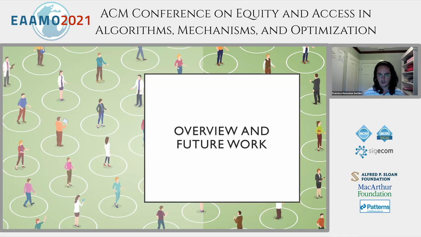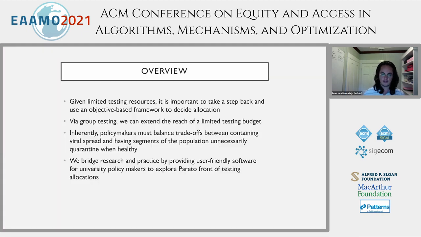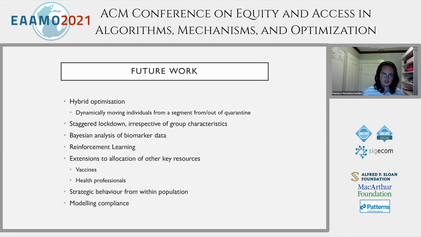I'll skip over the overview and future work in the interest of time, but this is the final slide I have on the future work. We're working on hybrid optimization, looking at staggered forms of lockdown in our contagion model, and trying to understand the biomarker data of group tests rather than just positive or negative tests. We've been implementing reinforcement learning as a technique for testing allocation policies. And we're looking at extensions to other resources such as vaccines or health professionals, as well as looking at strategic behavior in the population or compliance.